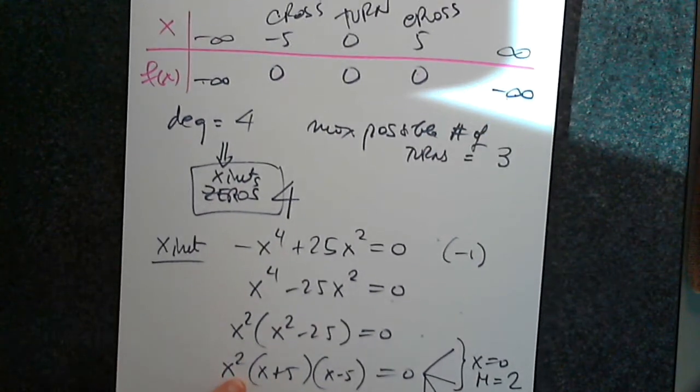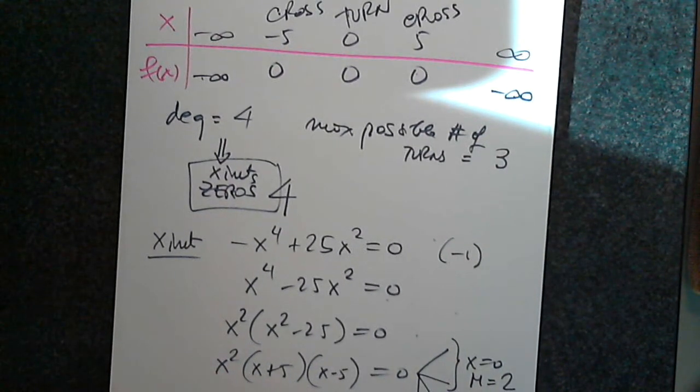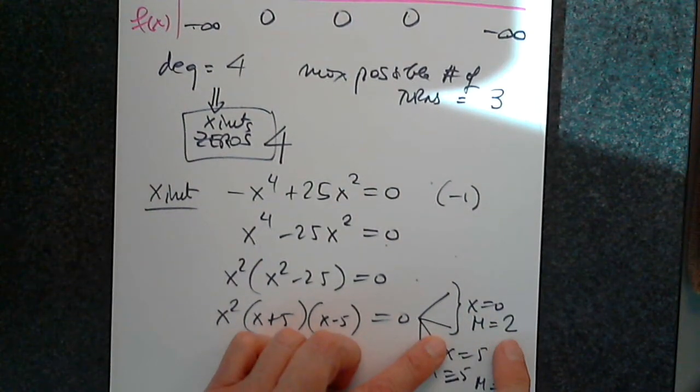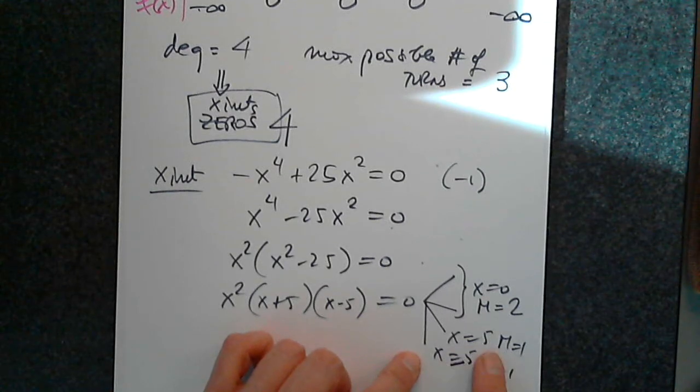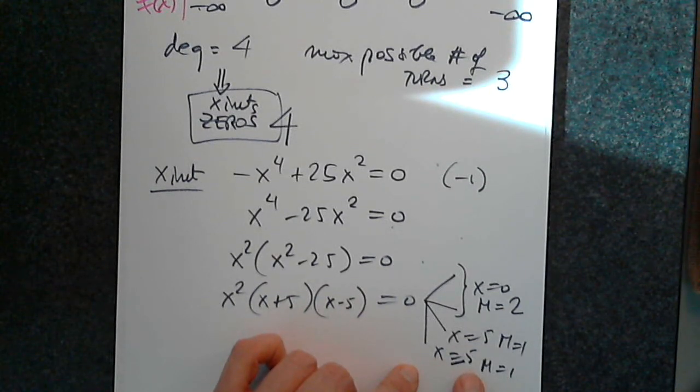With odd numbers of multiplicity, yes, it crosses, always. How do you know what the multiplicity is? Right here, it appears twice, m equals 2, because there are 2 zeros. Correct. 2 zeros of 0, 1 zero of 5 and 1 zero of negative 5.